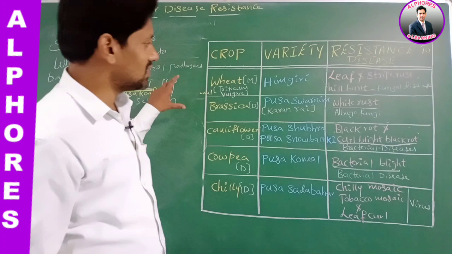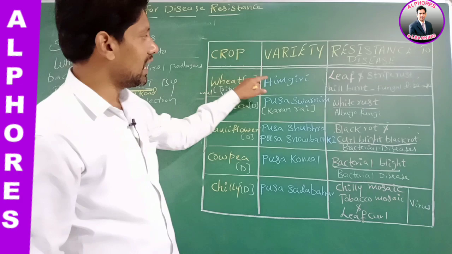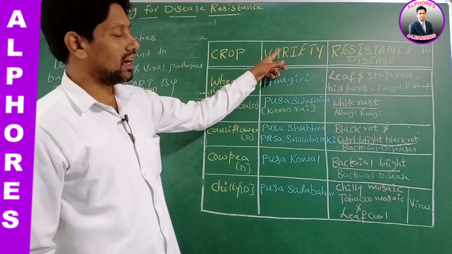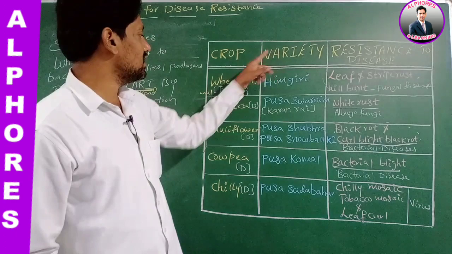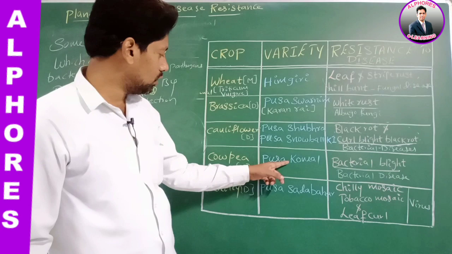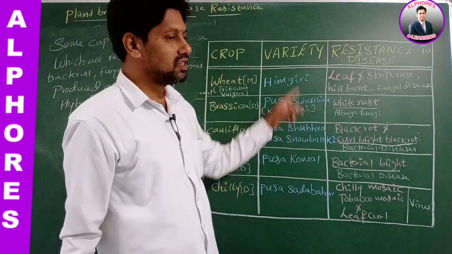You should be very careful with these varieties. These varieties belong to which crop plant? You should remember that. Are these statements clear? Okay, right? Therefore, Himgiri, variety of wheat crop. Pusa Swarnim is a variety of brassica crop. Pusa Shubhra, Pusa Snowball K1, varieties of cauliflower crop. Pusa Komal, variety of cowpea crop. Pusa Sadabahar, variety of chili crop.